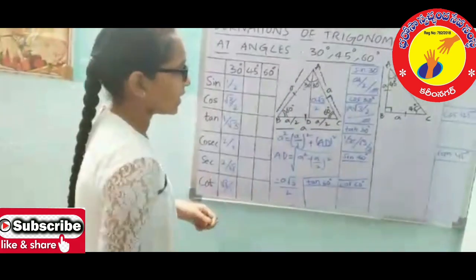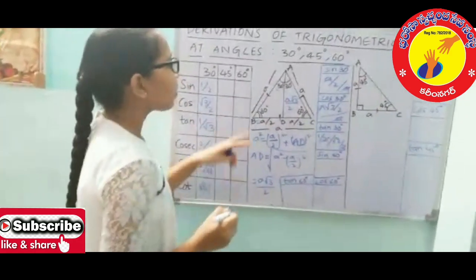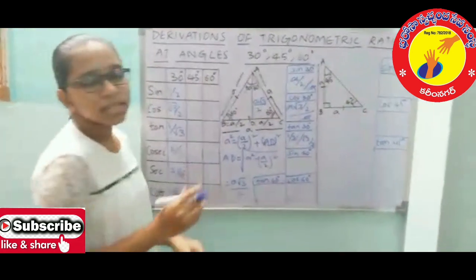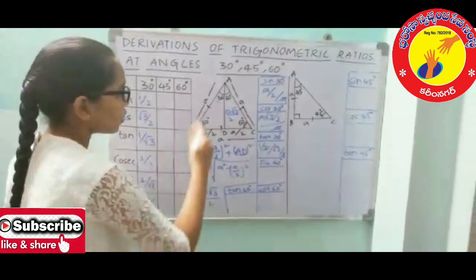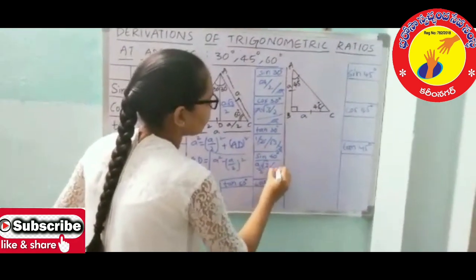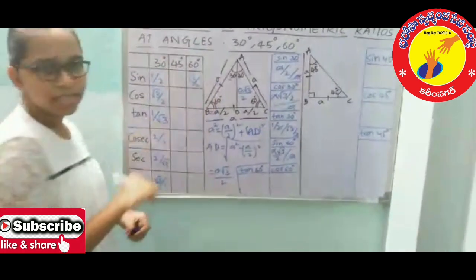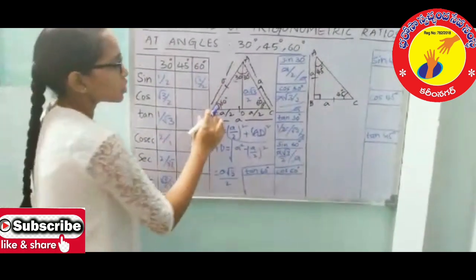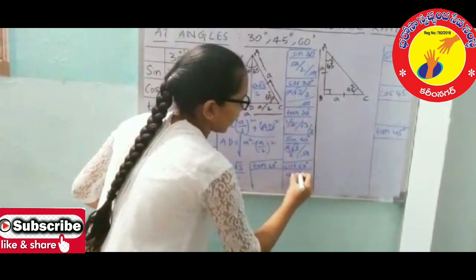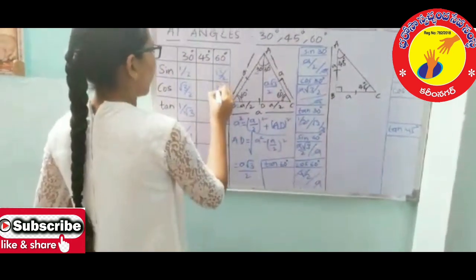Now let's go with 60 degrees. Let's take angle B is equal to 60 degrees, theta. Now here sine is equal to opposite by hypotenuse. So A root 3 by 2 by A. Here we get root 3 by 2. Cos is equal to adjacent by hypotenuse. So adjacent is A by 2, hypotenuse is A. So we get 1 by 2.